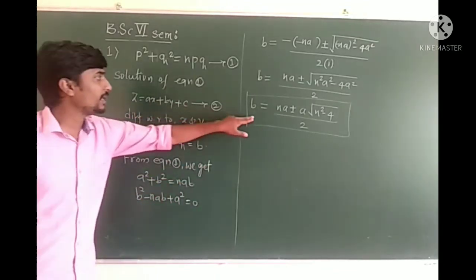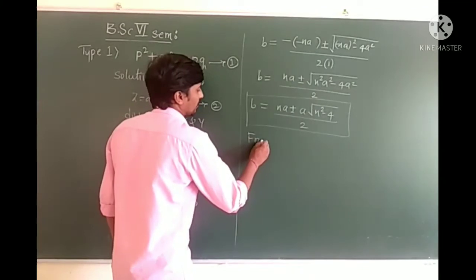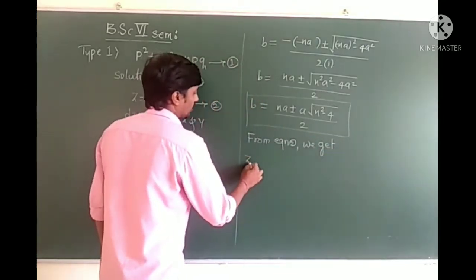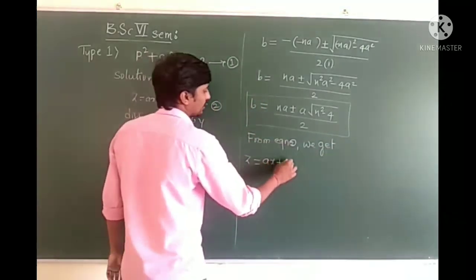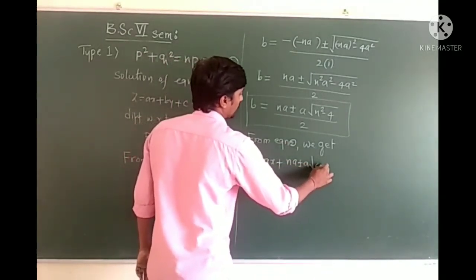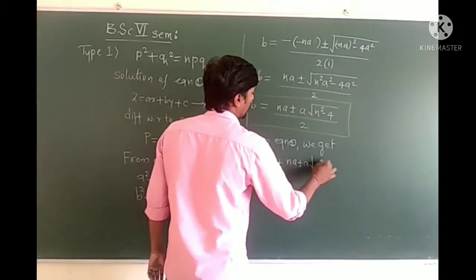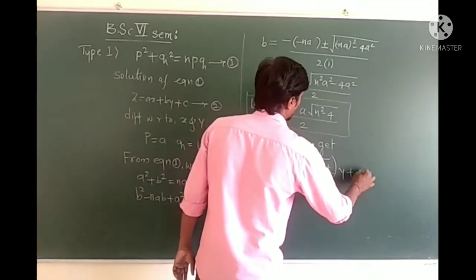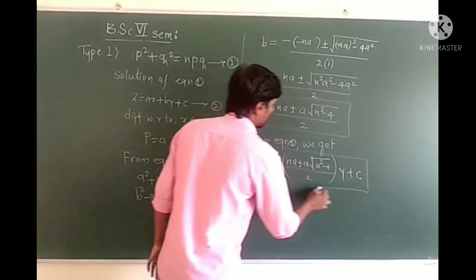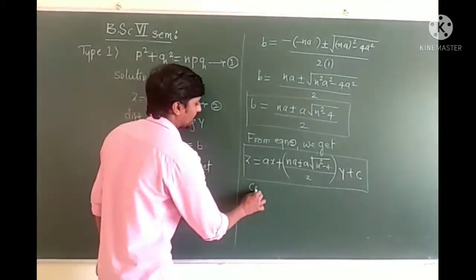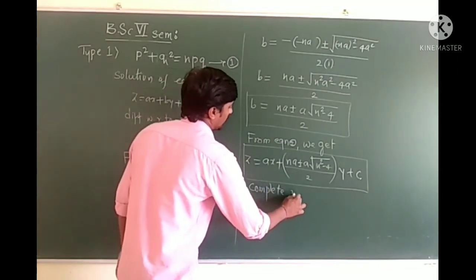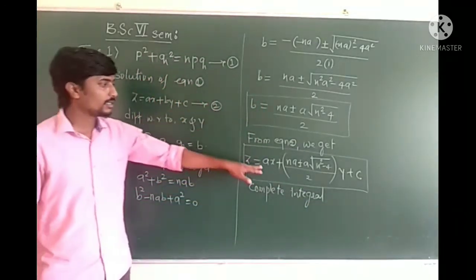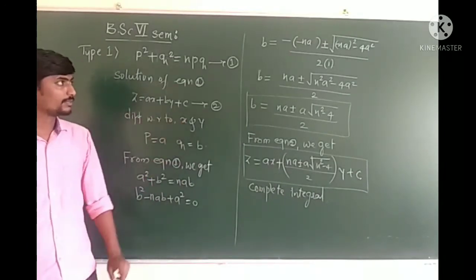So now substitute this b in this equation. So from equation 2 we get z equal to ax plus b, it is n into a plus or minus a into root of n square minus 4 divided by 2, a into y plus c. So this is the complete integral, or we can say the complete solution, the complete integral of your equation 1. So this equation's complete integral and complete solution will be this. Okay.